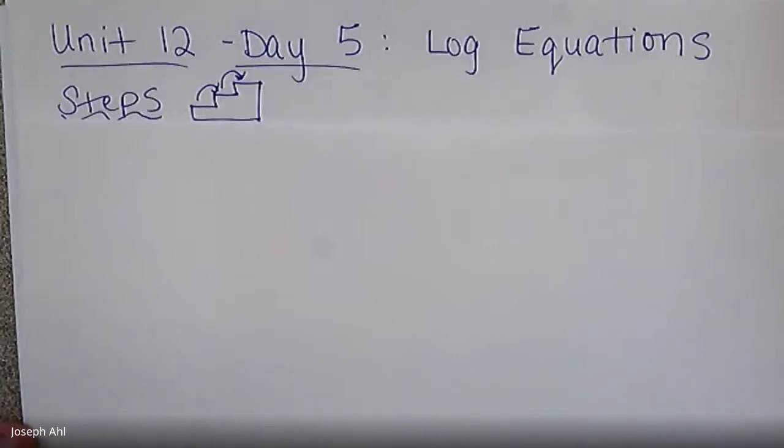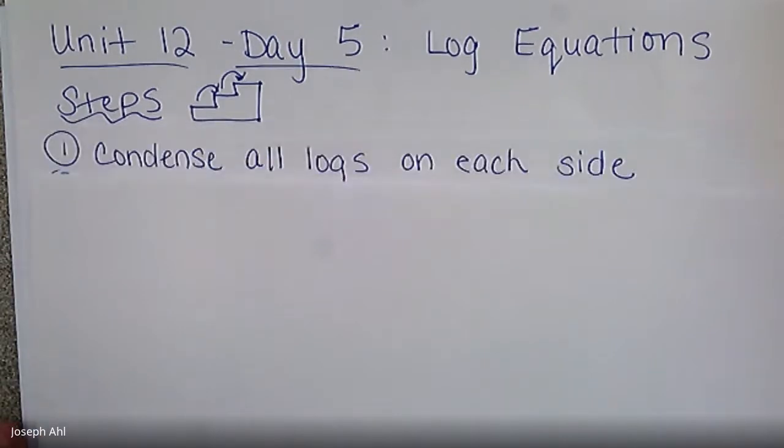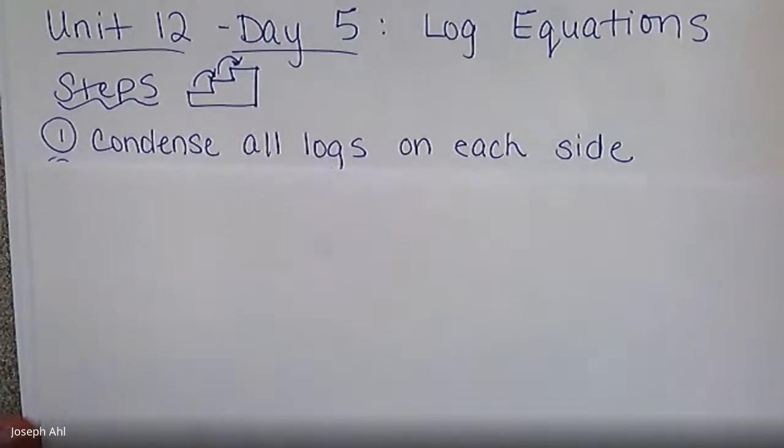There's my drawing of some steps. In order to solve some log equations, step one is you have to condense all of the logs on each side. So if you have multiple logs on both sides of the equation, you want to condense them so that you have a single log on both sides. There are times where you only have logs on one side of the equation anyway, but if there's multiple logs, you do need to condense them into a single logarithm.